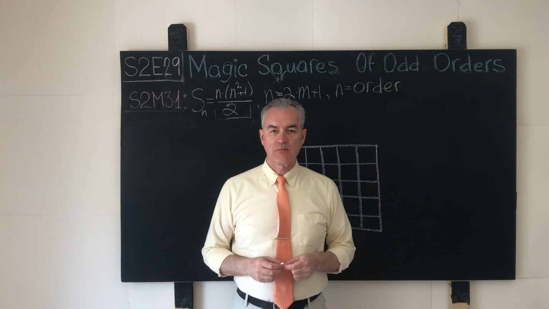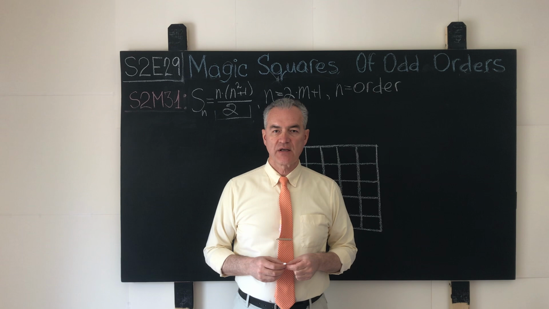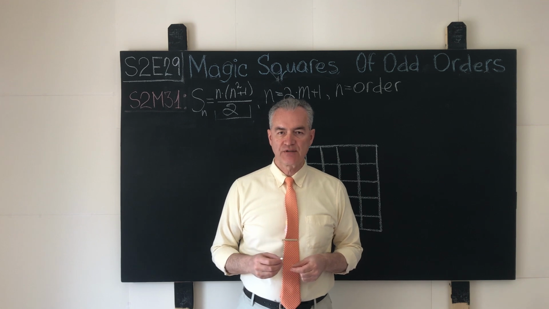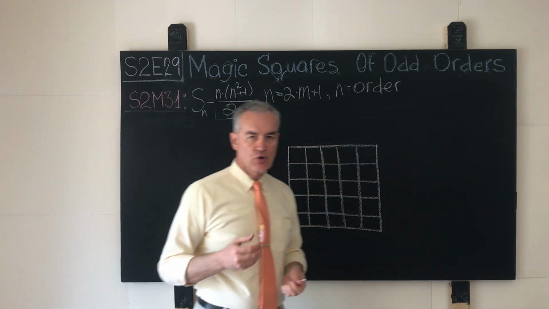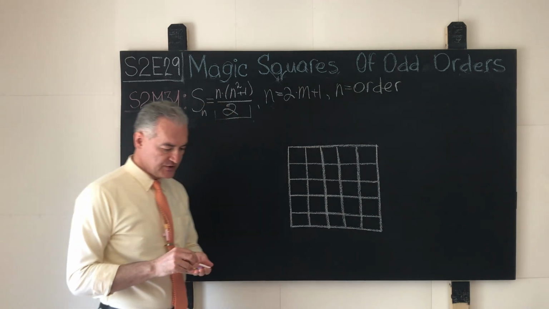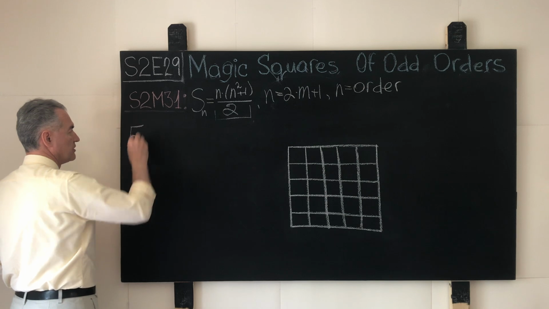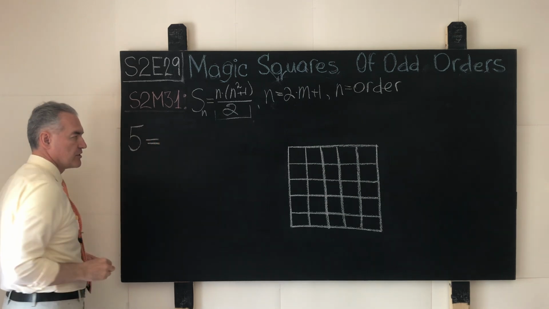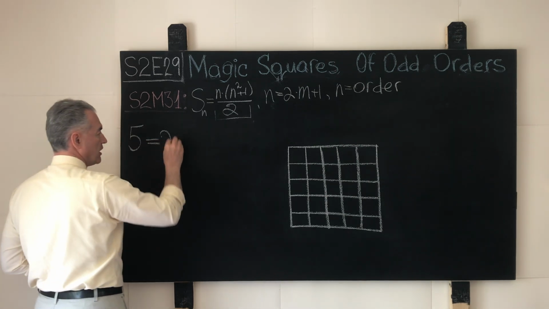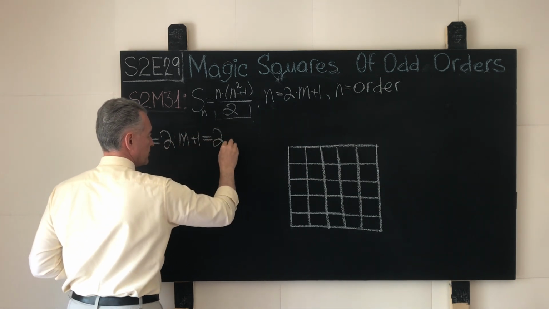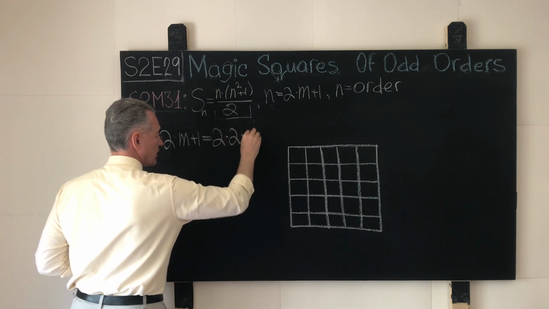Because in the previous segment we were very slow and thorough, in this segment, as we apply the Bachet algorithm to a magic square of order 5, we will move in a little bit more expedient fashion. Because the order of our new sample magic square is 5, it can be represented according to the division algorithm theorem. Which way? As 2 times m plus 1, it can be represented as 2 times 2 plus 1.